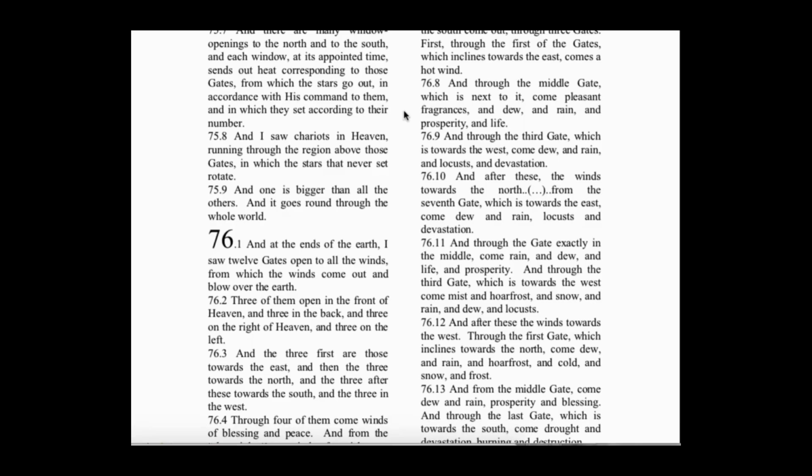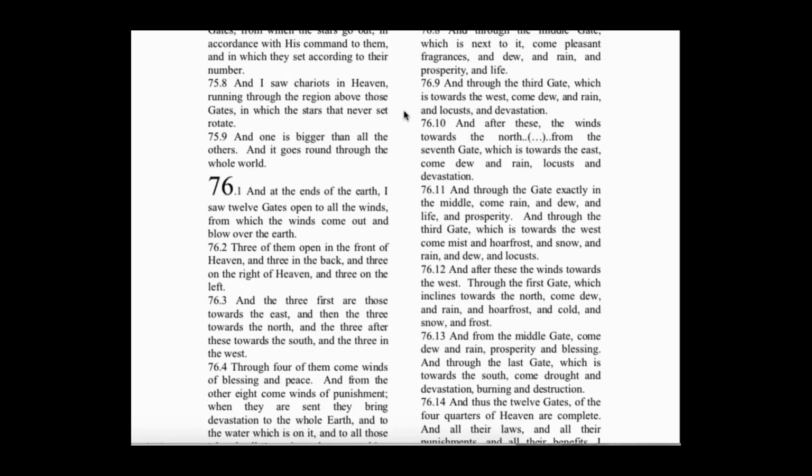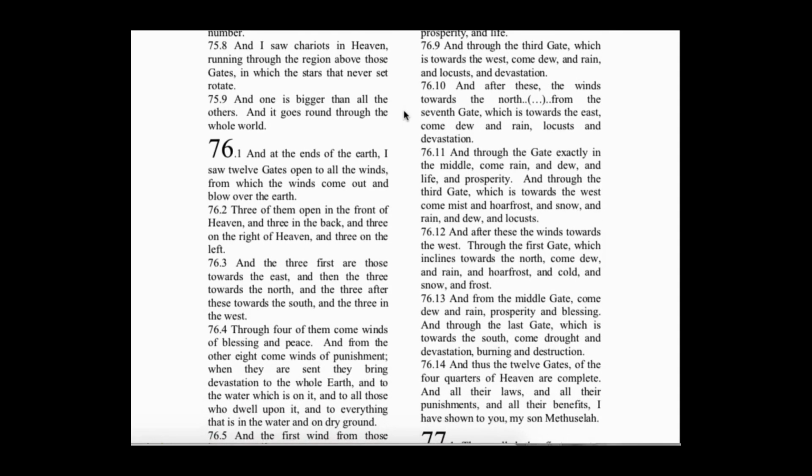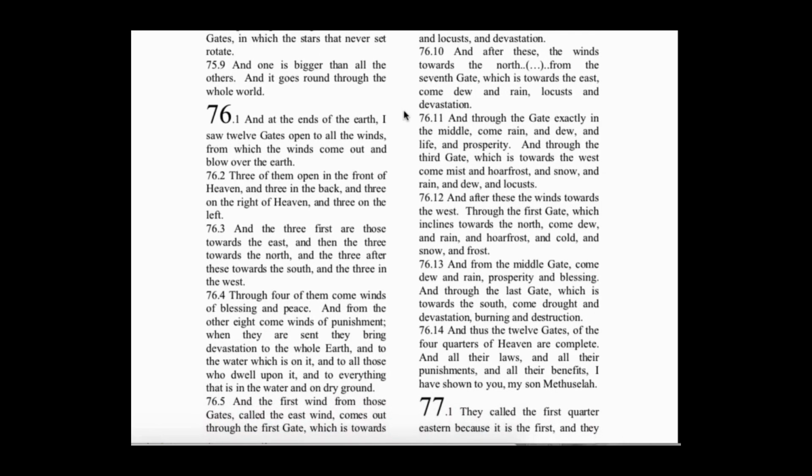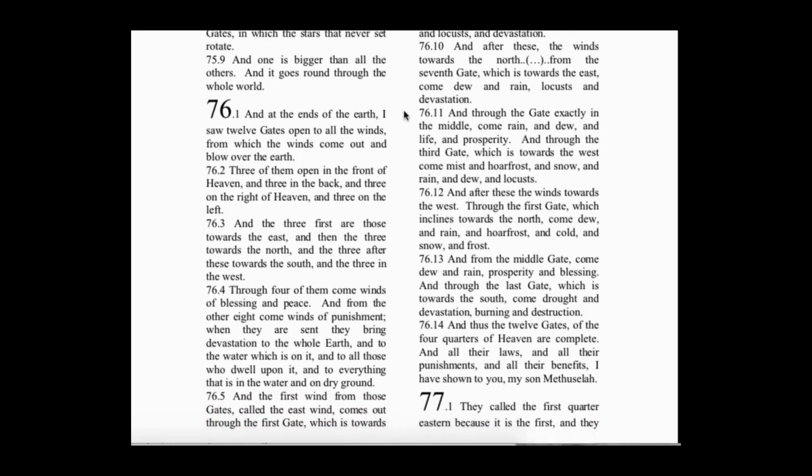And after this, the winds towards the west, through the first gate, which inclines towards the north, come dew and rain and hot frost and cold and snow and frost. And from the middle gate come dew and rain, prosperity and blessing. And through the last gate, which is towards the south, come drought and devastation, burning, and destruction.